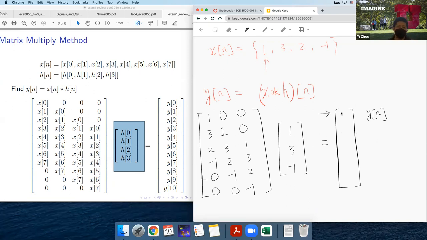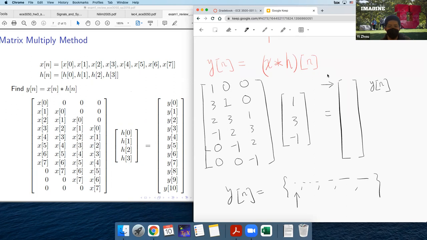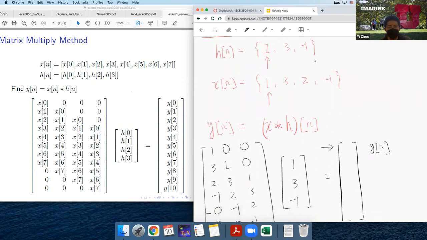So in the end, you can report that y[n] is this sequence, and you can write it in a row. I'm using an arrow to indicate the time index of the original point. Right, so you just write h and x into sequence form and then do the matrix multiply method.